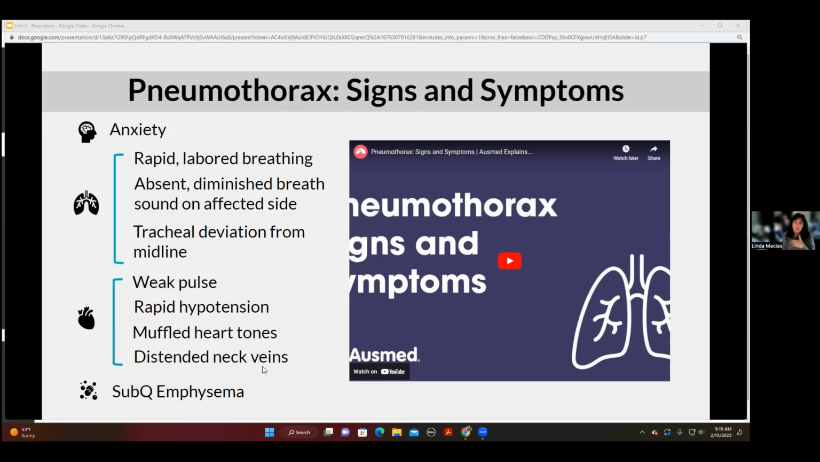Anxiety, you start having rapid or labored breathing, or it's absent, like diminished breath sounds on the affected side. There's a tracheal deviation from the midline. So you'll see where the trachea of the patient is, and it's pulled off to the side, a very weak pulse. Rapid hypotension, so that comes on quickly, like your pressure goes way down. Heart tones are muffled, and then the distended neck veins. Subcutaneous emphysema is a super weird thing to feel when a patient has a pneumothorax, and you feel here like crunchy, a really crunchy, weird, like Rice Krispie sound.